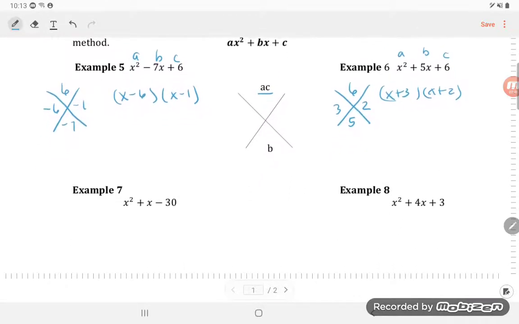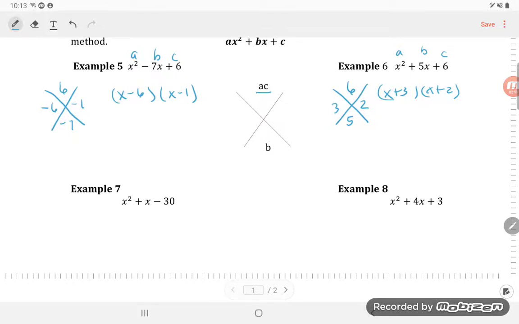For example 7, I have x squared plus x minus 30. I'm going to draw my x. I'm going to identify A, B, and C. Again, there's an understood 1 in front of the x squared, and I'm going to multiply that by C. The constant here is negative 30. So in the top of my x, I have a negative 30. In the bottom, I have a positive 1.